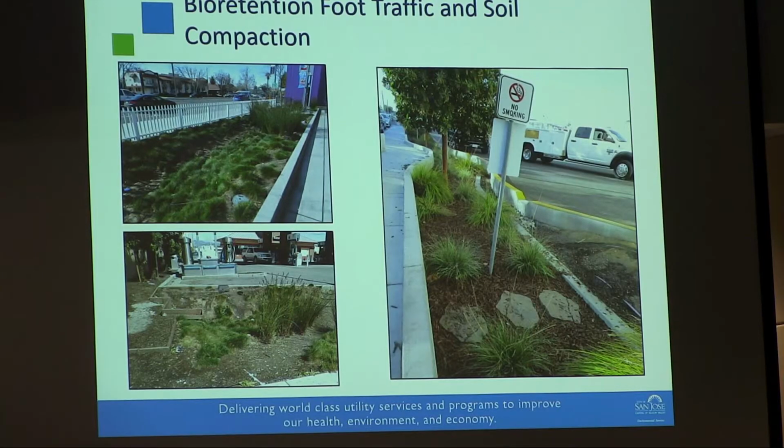Another issue is foot traffic and soil compaction. These systems are often installed in industrial areas and commercial areas where you have commercial pedestrian traffic walking back and forth because people don't want to walk around the parking lot to go to the store that they want to go to. So if that's the case, we recommend using small ornamental fences. We have a lot of sites installing small fences to prevent people from walking in and out of the basins.